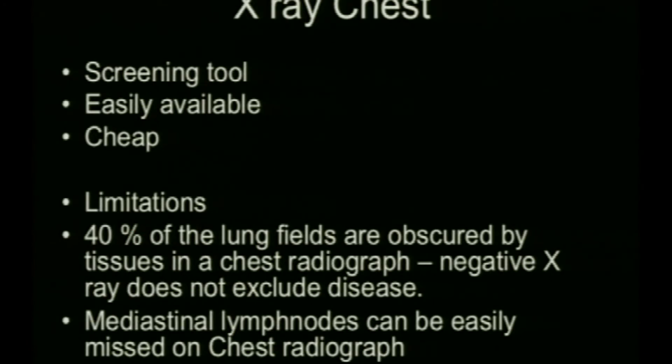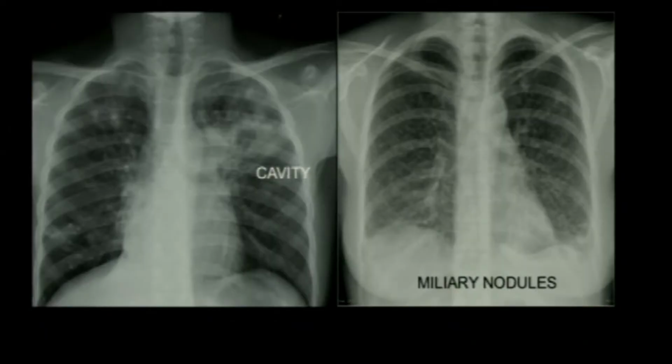But it has certain limitations, because 40% of the lung fields are obscured by tissues in the chest, and therefore a negative chest X-ray does not exclude disease. Mediastinal lymph nodes can be easily missed on a chest PA view. So I'll just show you classical examples.